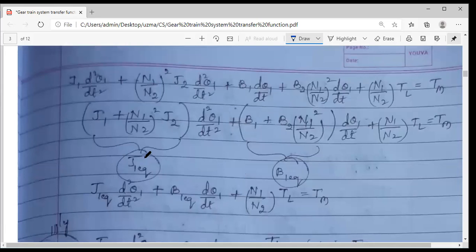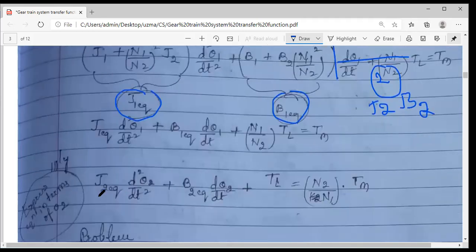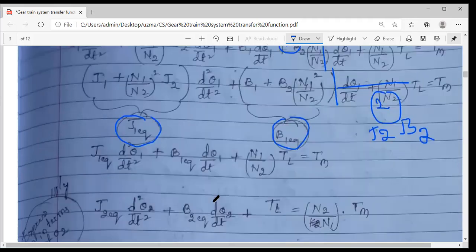Secondly, if you observe here, I have taken the equivalent terms. Assume that you have this gear system. This is your shaft 1, this is your shaft 2. Shaft 1 has, assume, a moment of inertia J1 and viscous friction coefficient B1. Similarly, this is your J2 and B2. There are two possibilities, and I have shown you both. Similarly, I have directly written the equation.